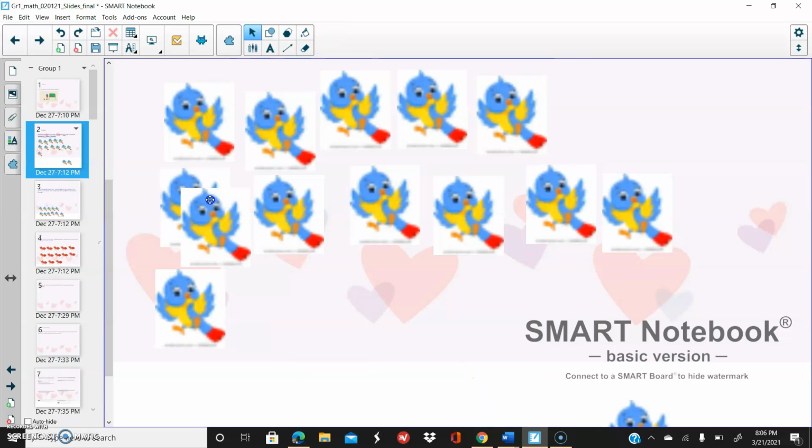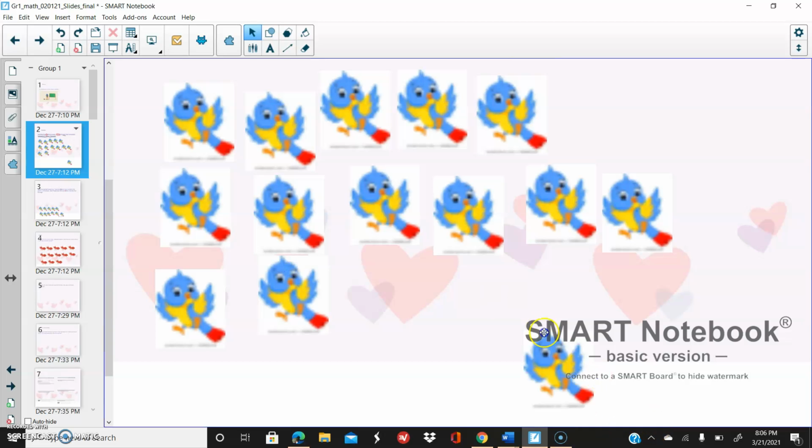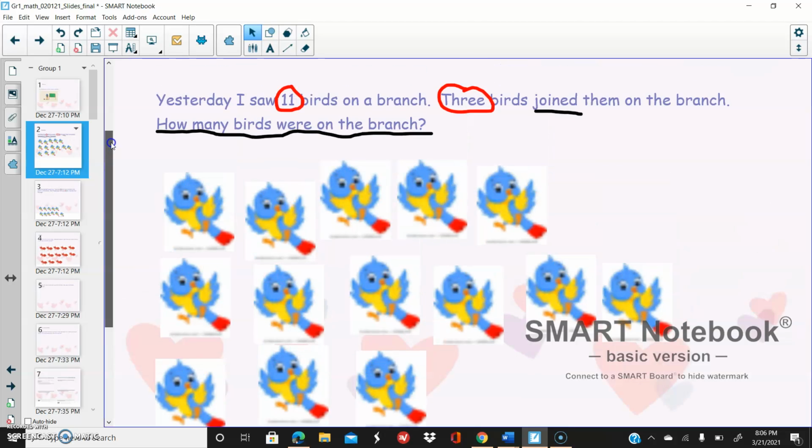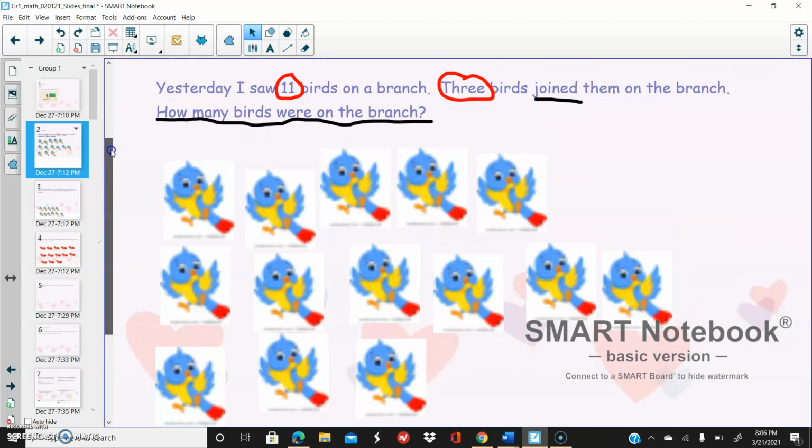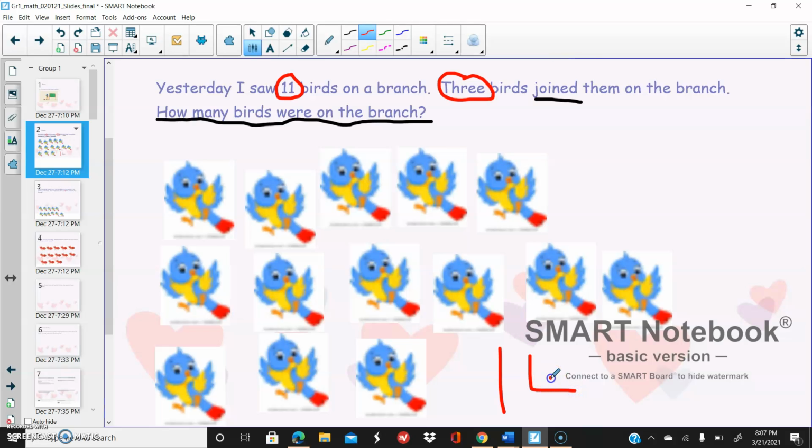1, 2, 3. Now I'm going to add them all up so I know how many birds joined them on the branch. 1, 2, 3, 4, 5, 6, 7, 8, 9, 10, 11, 12, 13, 14. 14 birds are now on the branch.